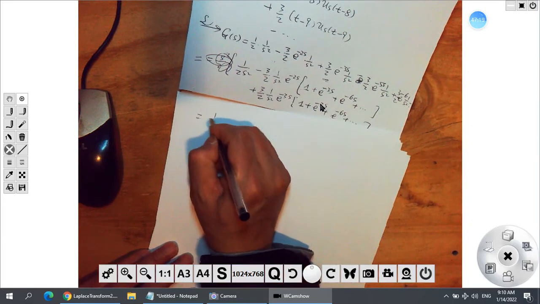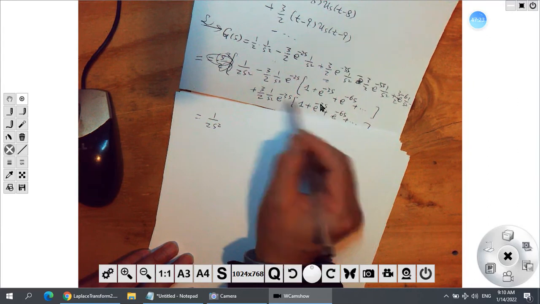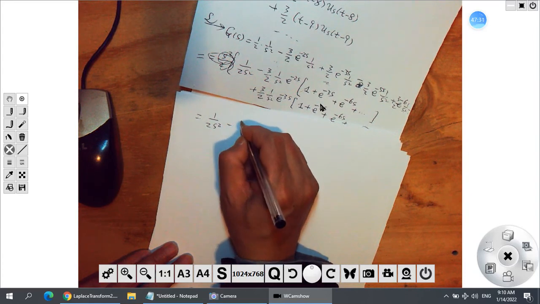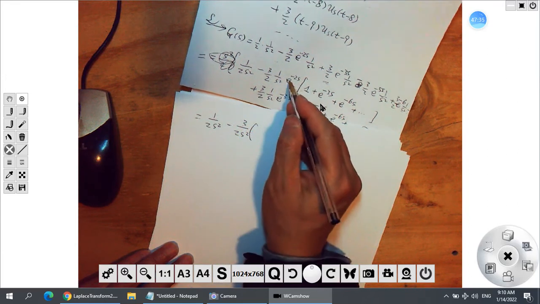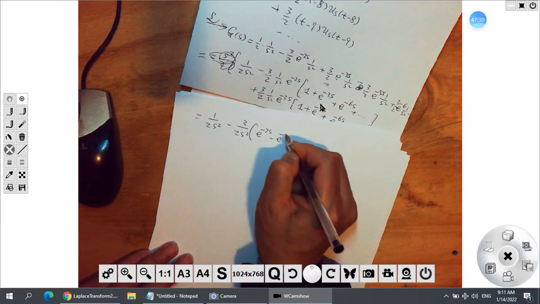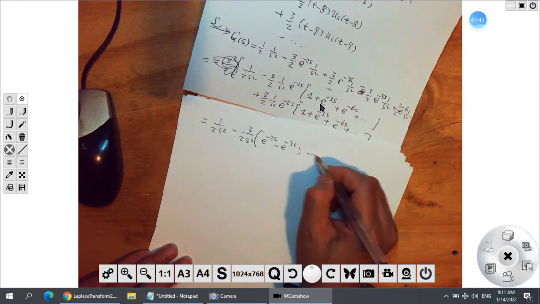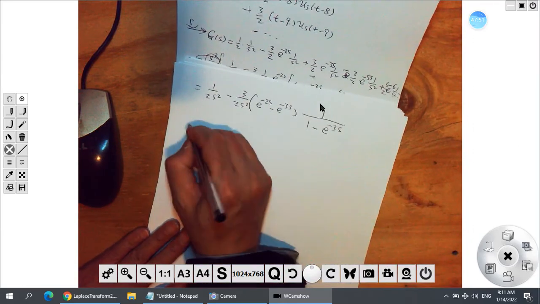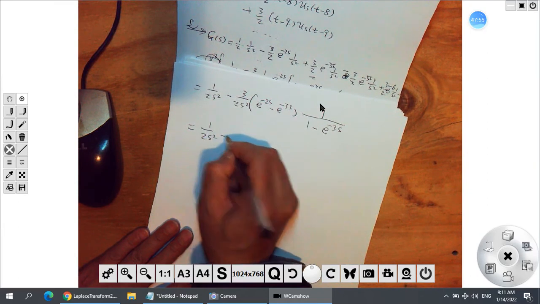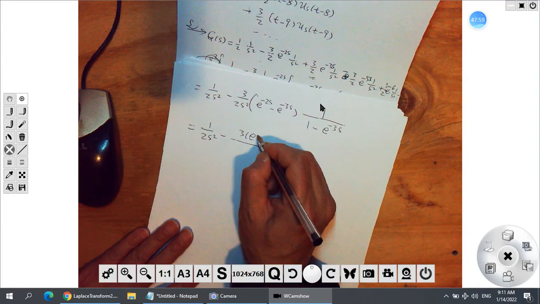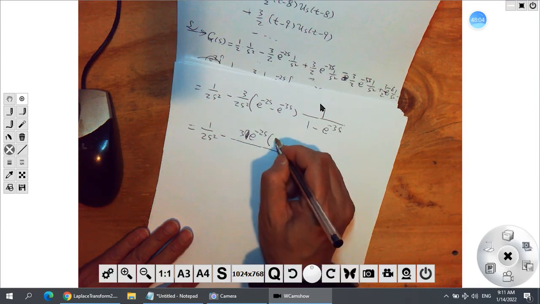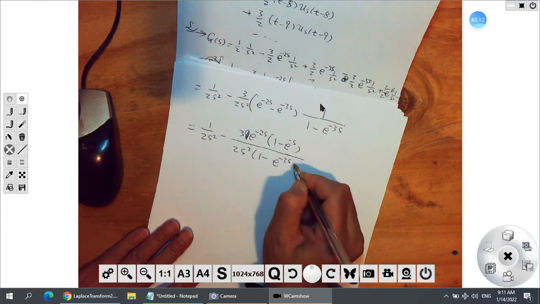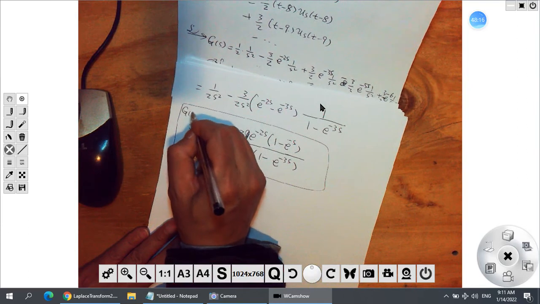So G(s) equals 1 over 2s squared. These two are the same, so I put them together. These two are also the same. So minus 3 over 2s squared, and then this one minus this one: e to negative 2s minus e to negative 3s, and then the summation of these gives 1 over 1 minus e to negative 3s. If you want to write it shorter, I can move the negative 2s in front. This is (1 minus e to negative s) over 2s squared times (1 minus e to negative 3s). Okay, so G(s) is equal to this.